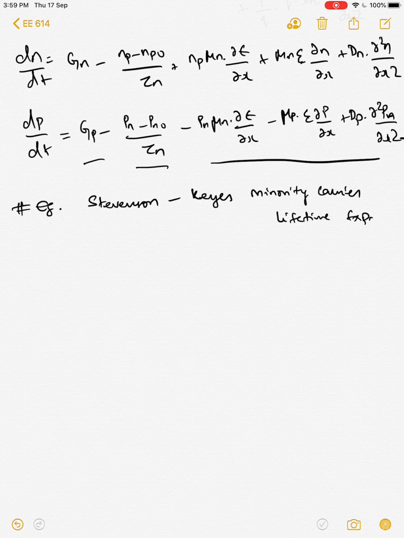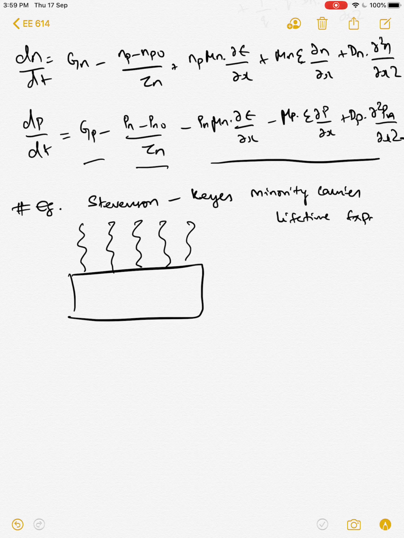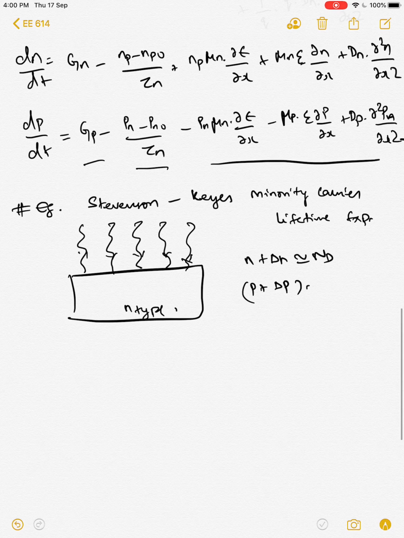So what he did was, he took a semiconductor and shone on it some photons above the band gap. If it is an n-type material, we know that this will create electron-hole pairs, and let us say our n carrier density will be n plus delta n, which is approximately equal to Nd, and we have p plus delta p as holes. And we know this product n plus delta n into p plus delta p, and then we know the expression for how it goes.